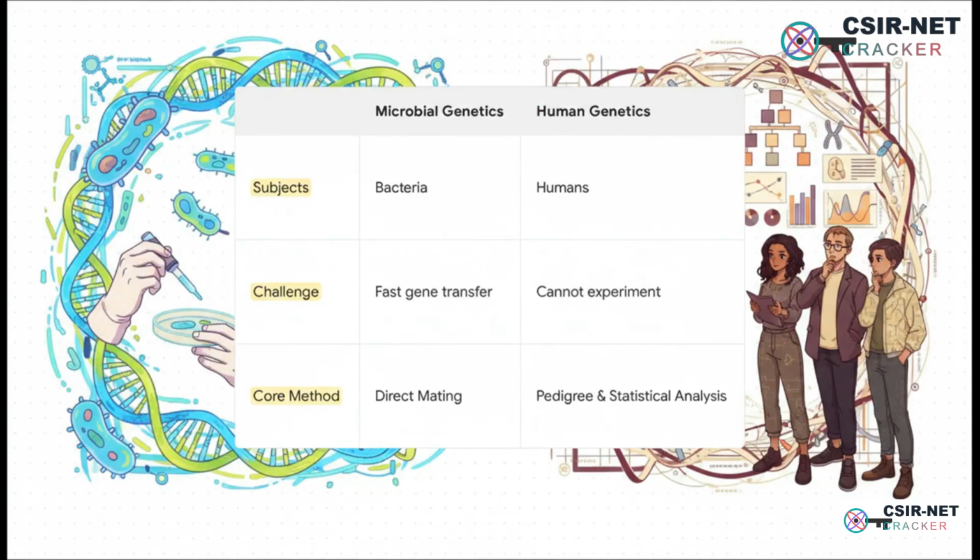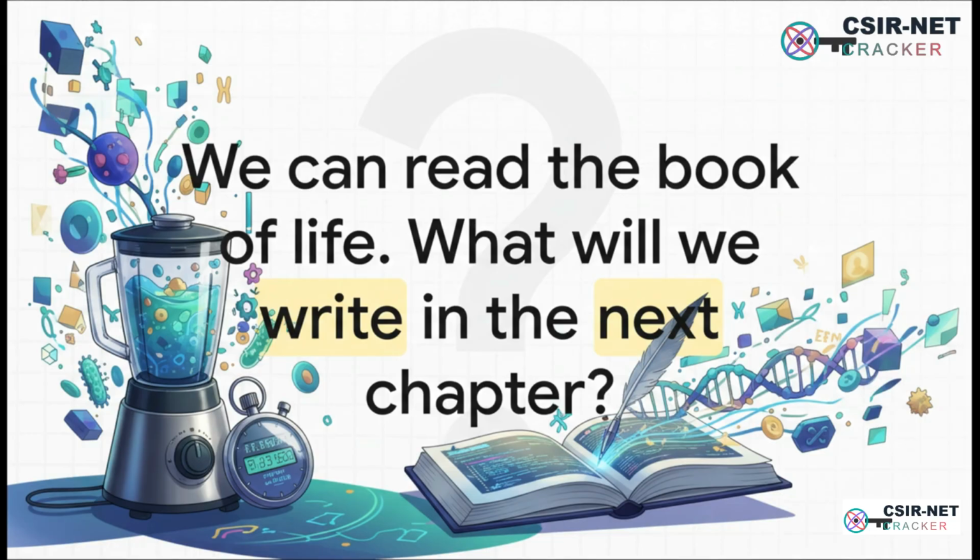On one side, you've got microbial genetics. You're dealing with crazy fast gene transfer in bacteria, which you can study with direct, hands-on methods like interrupted mating. And on the other side, you've got human genetics. Here, you can't experiment directly, so you have to rely on the clever detective work of pedigree charts and some really powerful statistical analysis. So from a simple blender and a stopwatch, all the way to complex statistical models, we've built this incredible toolkit for reading the book of life at every single scale.